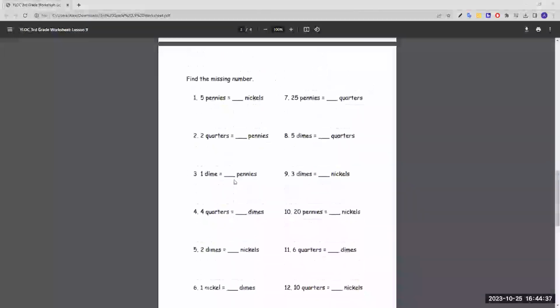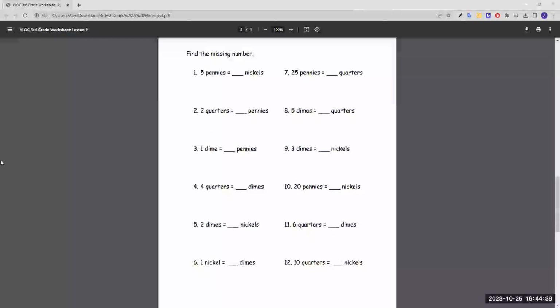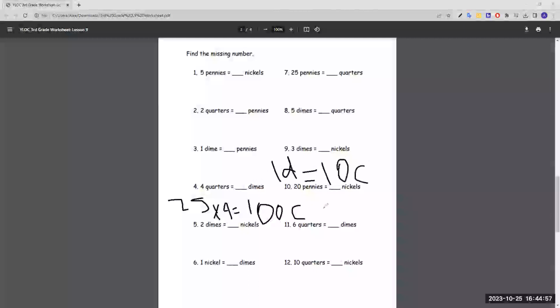Number 4, 4 quarters equals blank dimes. 1 quarter is 25 cents. So 25 times 4, which is the number of quarters we have, is 100 cents. 1 dime equals 10 cents. So 10 goes into 100 10 times, which would be our answer for number 4.